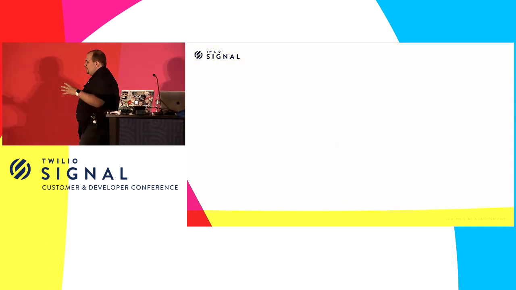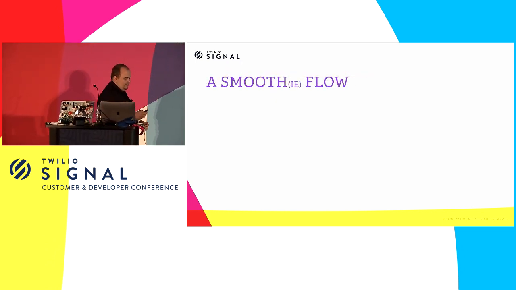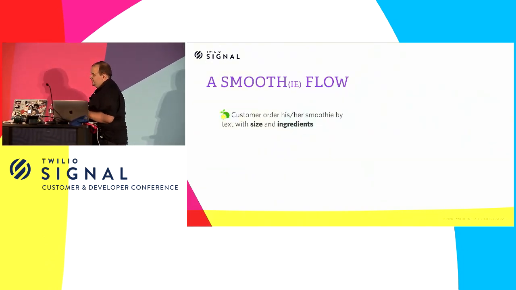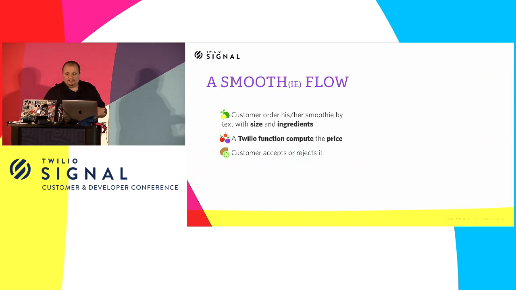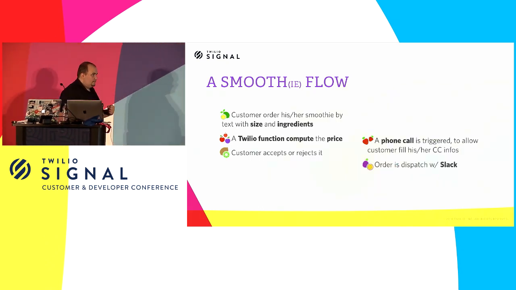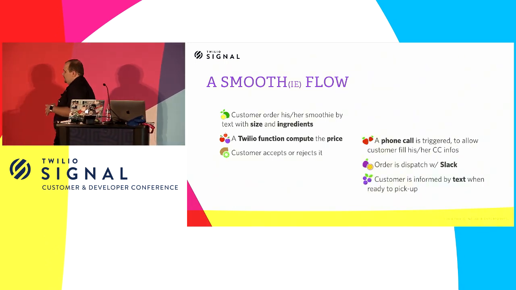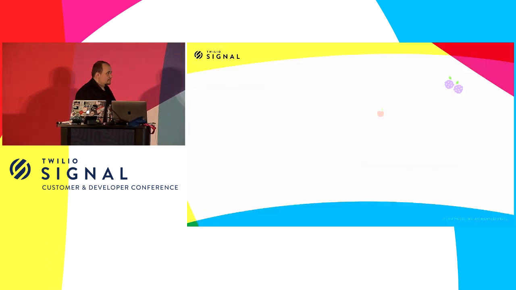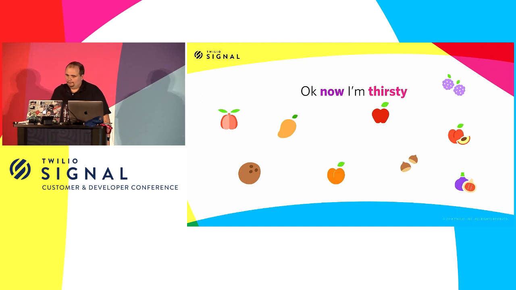Saying that smoothie will be a smooth e-flow, which will allow you to order smoothie right from your phone, meaning that you'll get some text to get the size and get the ingredients. Then a Twilio function will run to compute the pricing. The customer will accept or reject it, which will trigger a call to capture credit card information. Finally, the order will be dispatched using Slack, and the customer will be informed by text that his order is ready to pick up. I'm sure you're now really thirsty, so at this time, let's go for a very small demo.